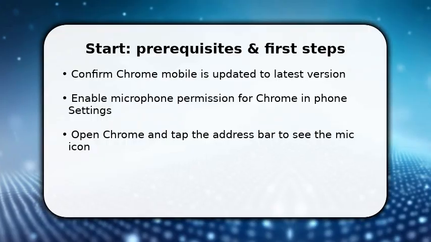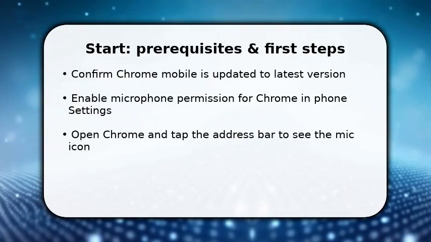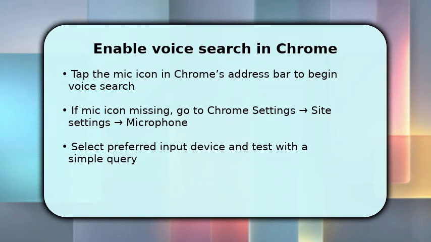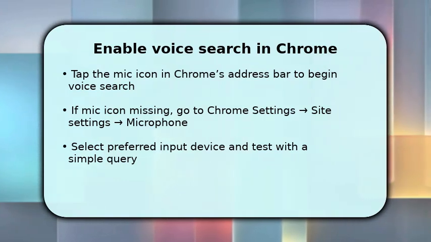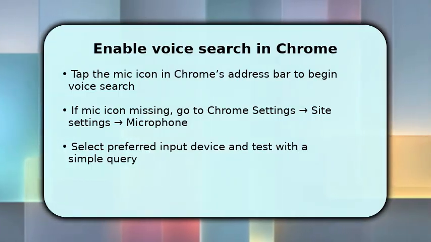These steps prepare your device so voice search can run smoothly. Granting permissions early avoids interruptions when you try the actual voice query. Tap the microphone icon and speak clearly to test voice search. Chrome uses that microphone permission to capture audio.